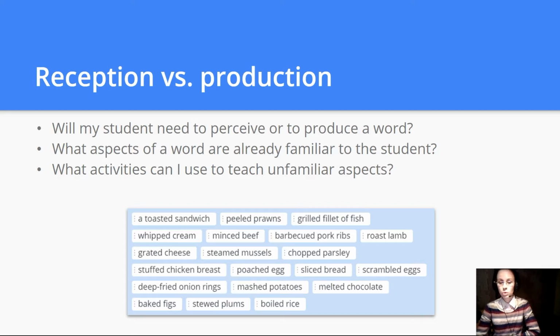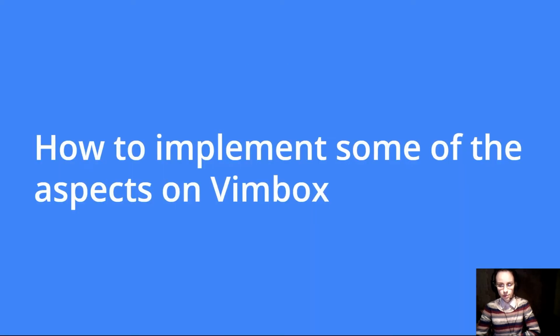But anyway, now we have already narrowed down the search of aspects. We don't need to teach them nouns. We should focus on adjectives here. So guys, speaking about activities, let's look at our Vbox exercises and try to adapt them to teach new aspects.